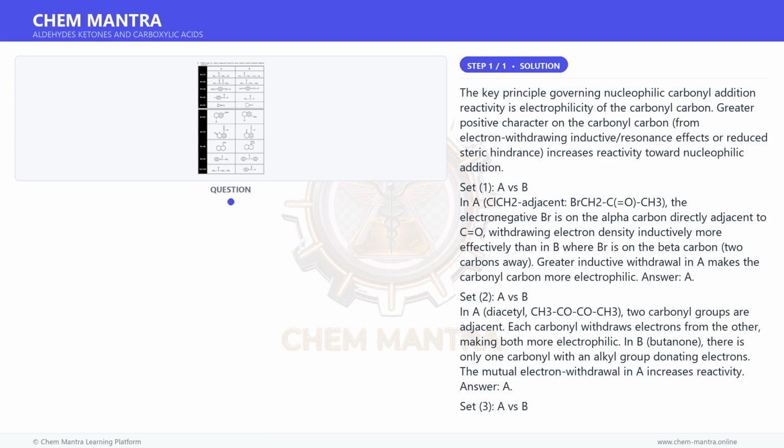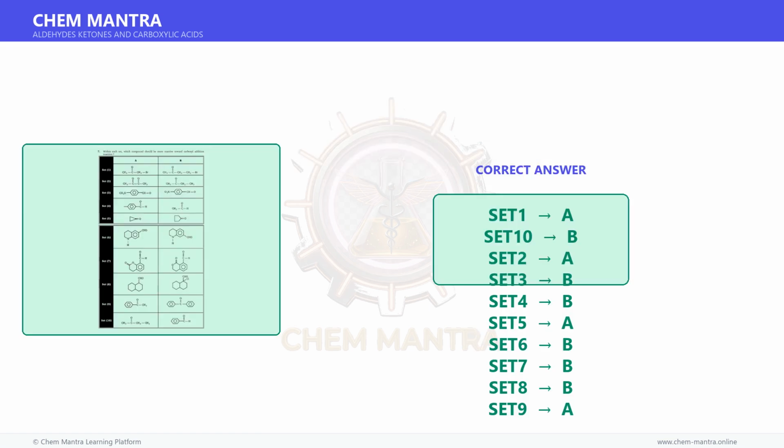Therefore, the correct answer is set 1A, set 2A, set 3B, set 4B, set 5A, set 6B, set 7B, set 8B, set 9A, set 10B. Therefore, the correct matching is set 1 matches A, set 10 matches B, set 2 matches A, set 3 matches B, set 4 matches B, set 5 matches A, set 6 matches B, set 7 matches B, set 8 matches B, set 9 matches A.